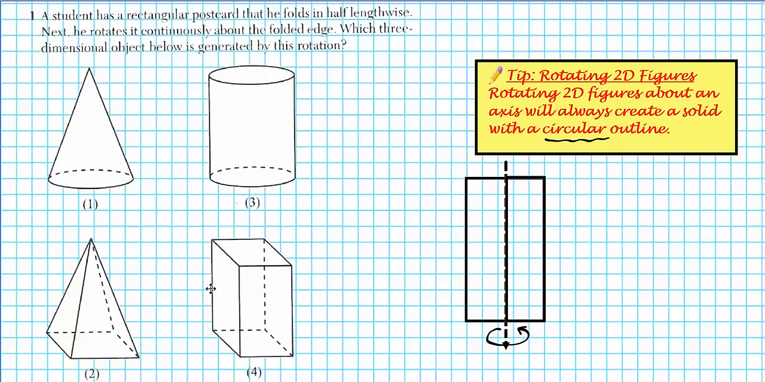Okay, so you're going to look at these four options. Which of them do not have any circular outline? Option 2 does not, and option 4 does not. So our answer is either option 1 or option 3.